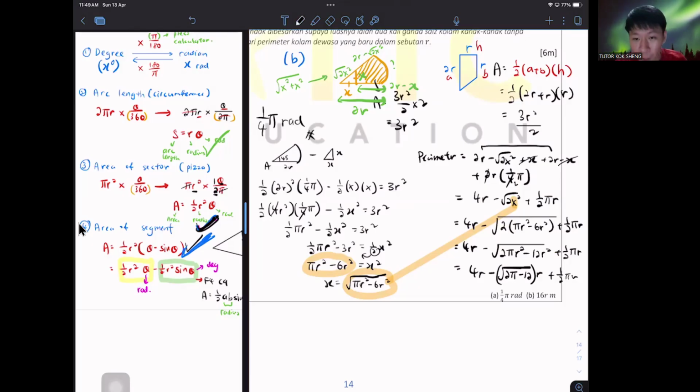But if you press the whole thing with the pi can also, 4r minus square root 2 pi minus 12 followed by plus 1 over 2 pi. So get the answer like 5.571r. But up to you. I just press for you to see only. You can just stop there. So this is the answer that I get.